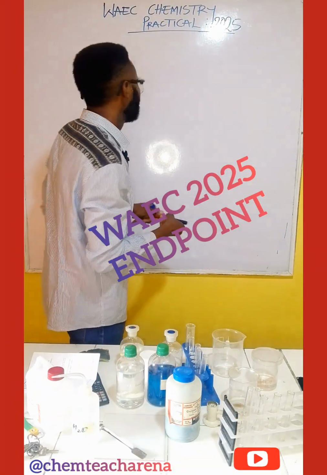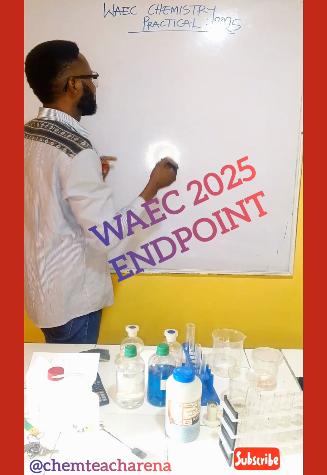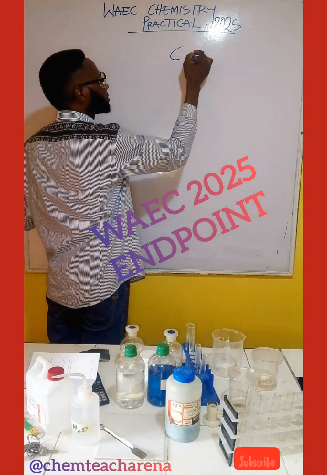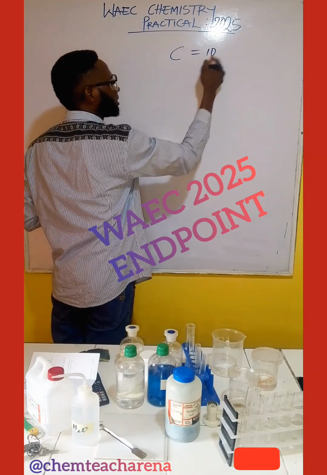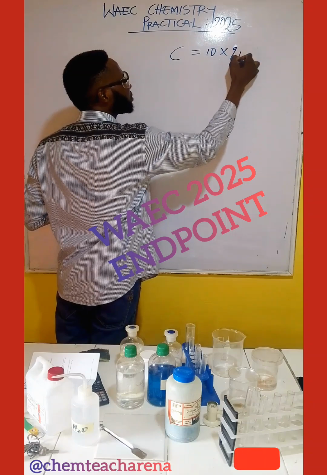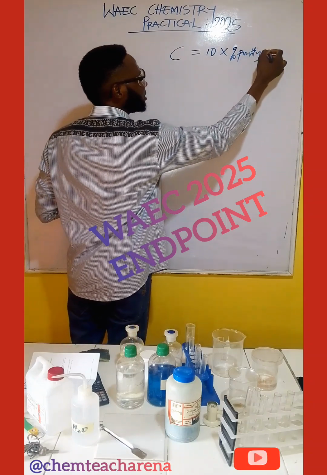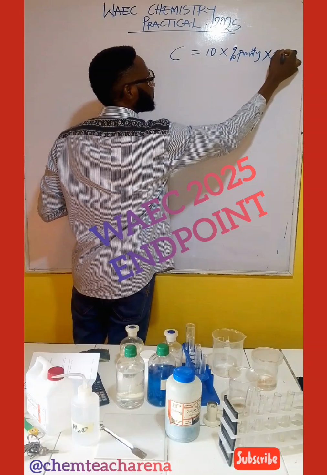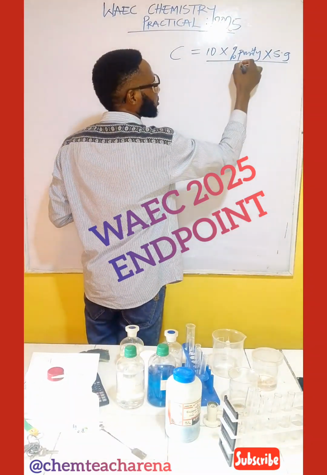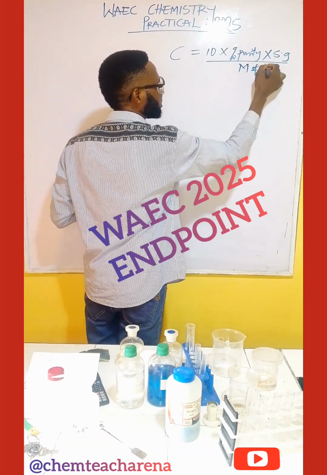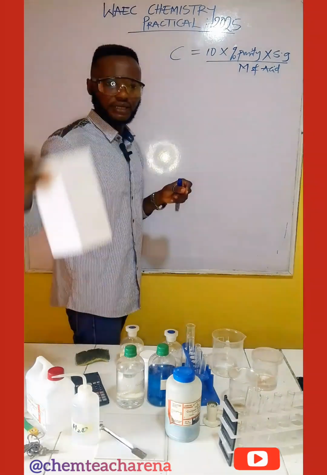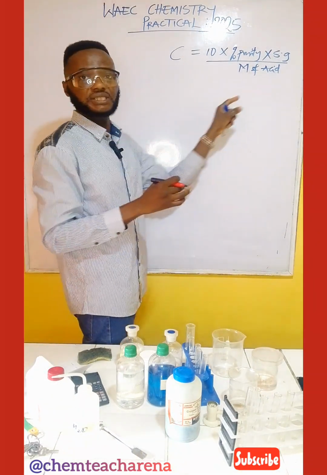Now, let me teach you how you can calculate your average titer value, or the theoretical titer value. Before you can calculate it, what do you need to do first? We record this formula. Molarity is equal to 10, the 10 here is a constant, times the percentage purity of the acid, times the specific gravity, all over the molar mass of the acid. And in our guide here, they gave us HCl as the acid.